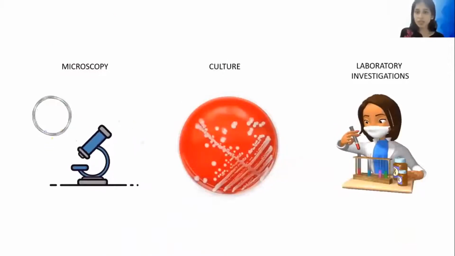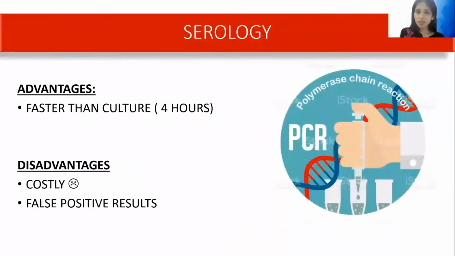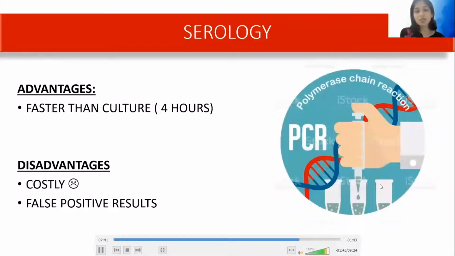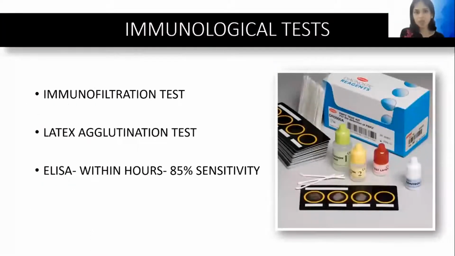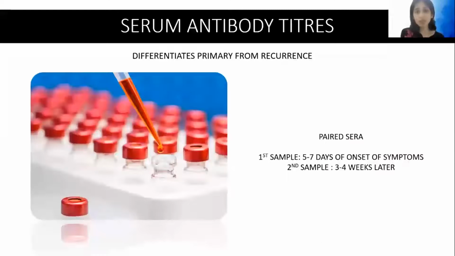Coming to lab investigations. Other than the routine investigations, especially in viral keratitis, you can perform a PCR if you have access to it. It is faster than culture, but it is costly, and also it can give false positive results. You can also perform immunological tests as and when needed.